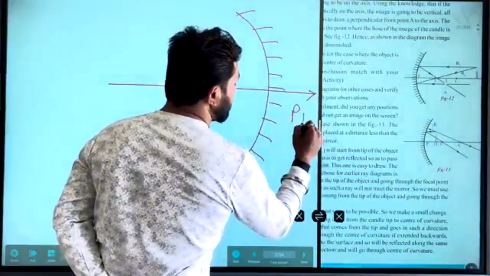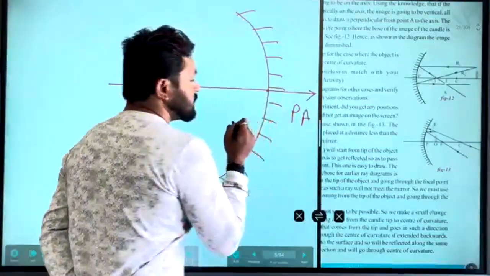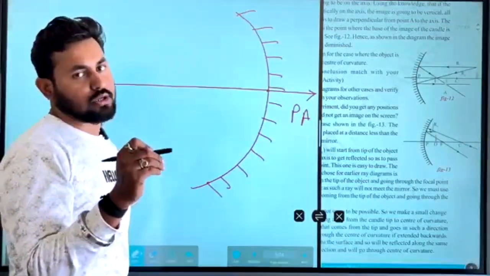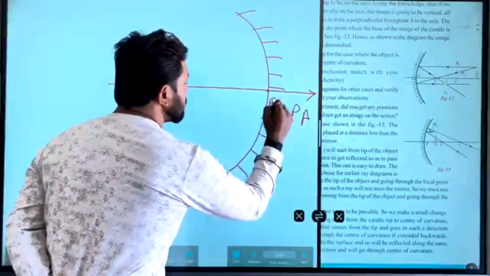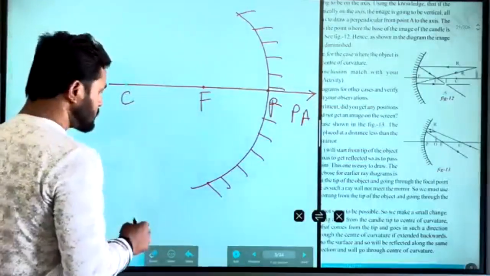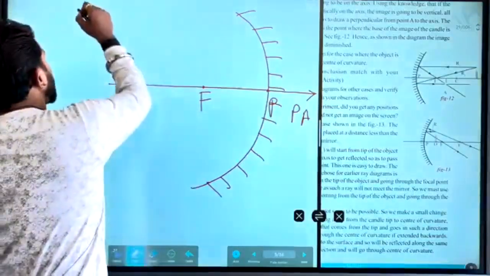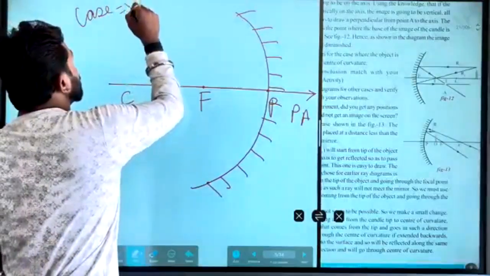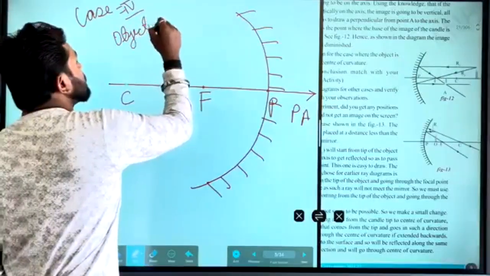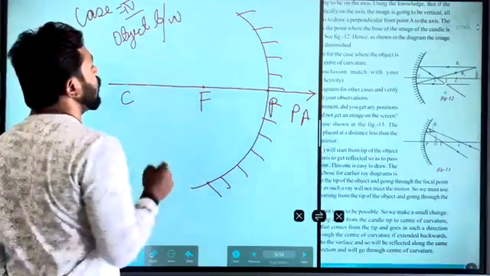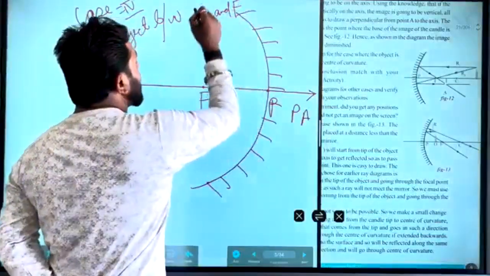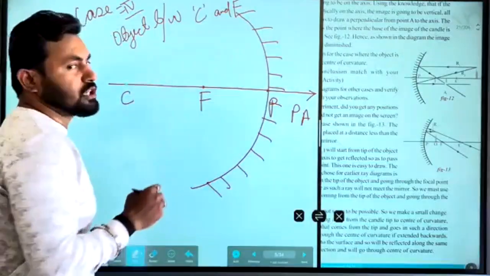This is the time I am drawing. You people can also try it on your own so that you will get to know whether you have understood or not. Please try it on your own. This is pole, this is focus, this is center of curvature. Now our case 4 says object between C and F, where C is nothing but center of curvature, F is nothing but focus.